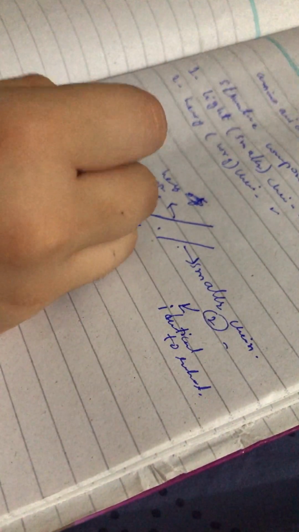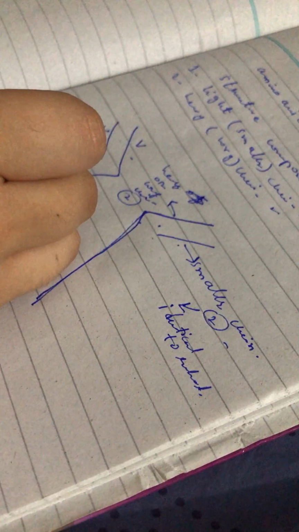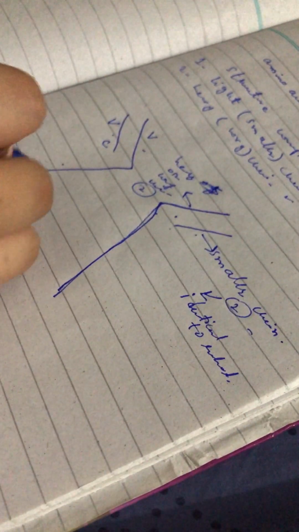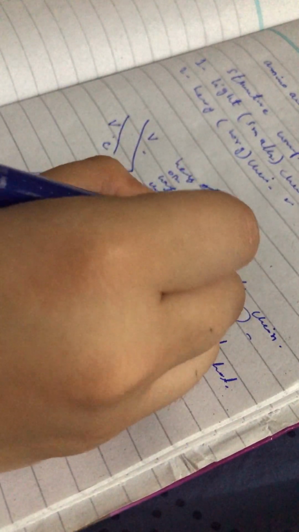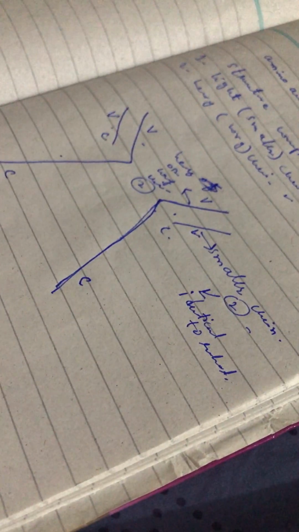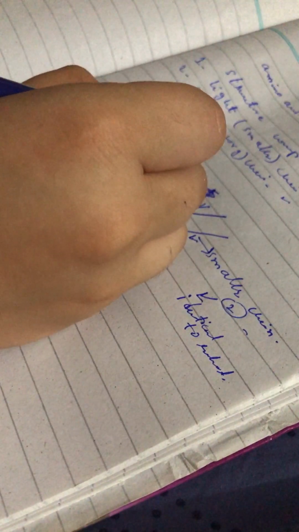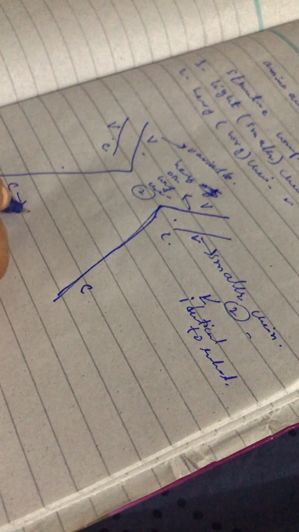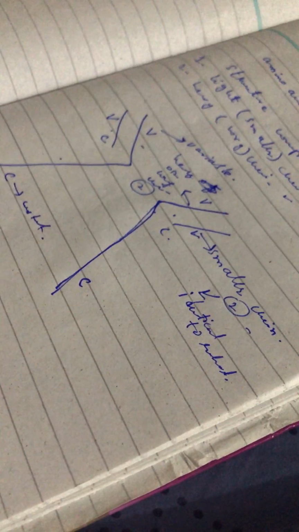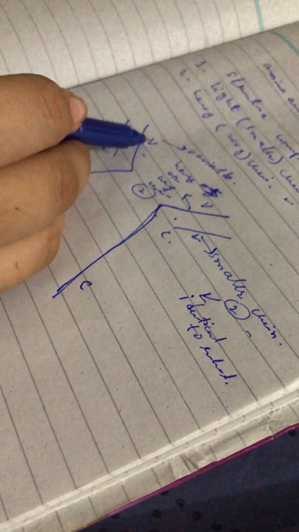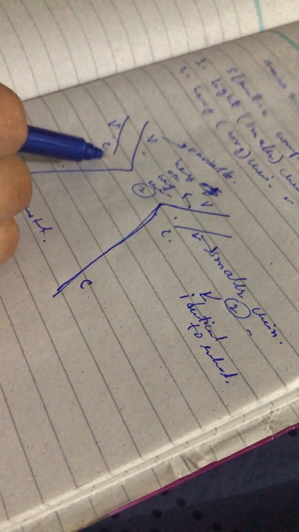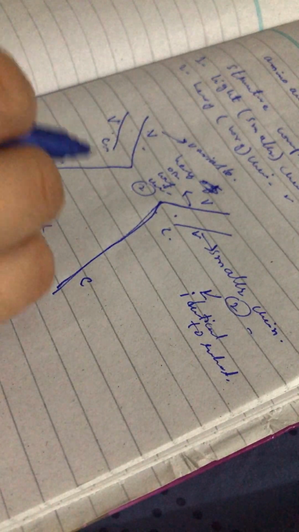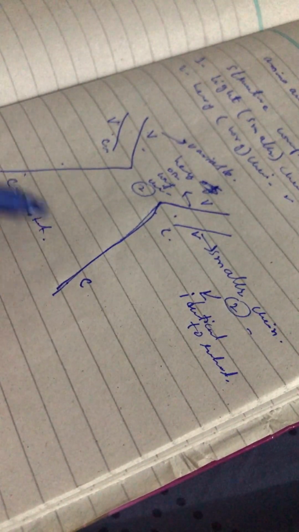First let me write. V denotes the variable region and C is the constant region. So if we talk about this and this, we can say this is a variable region and this is also a variable region, and here we have the constant region, and here we also have the constant region.